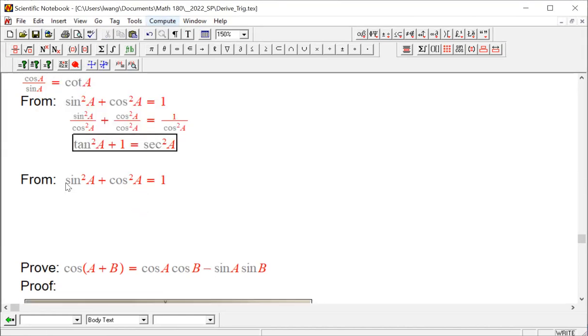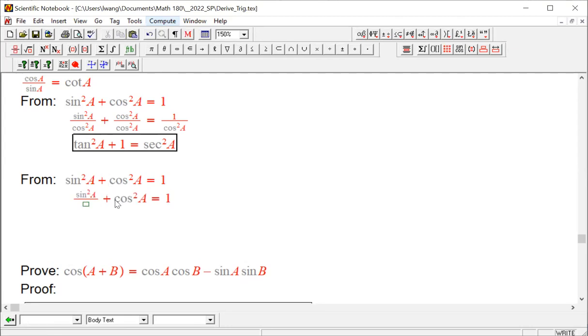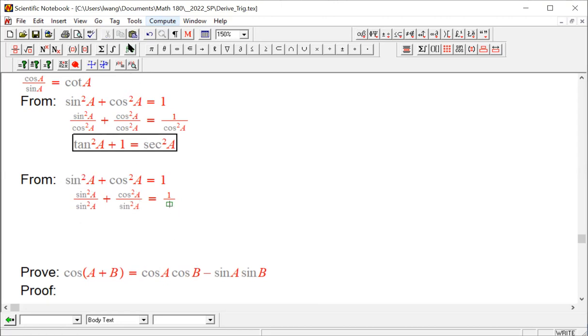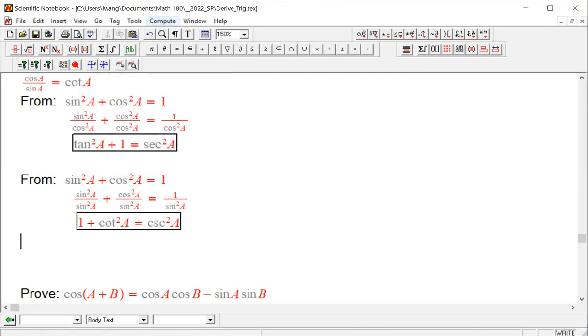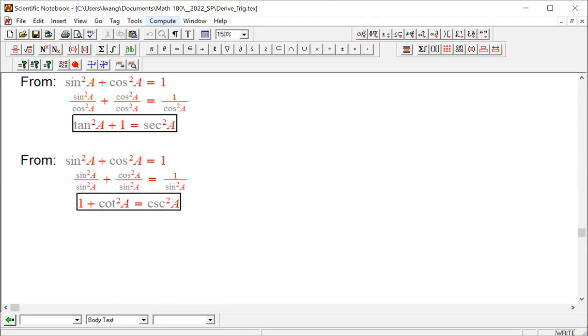In a similar manner, we can divide both sides by sine squared of a, provided that we're not dividing by 0. As a result, we get 1 plus cotangent squared of a equals cosecant squared of a. So we get another identity. So these are some of the important identities we have so far.